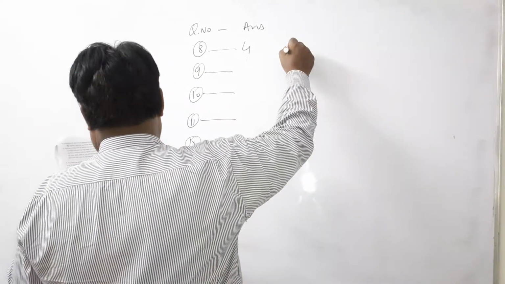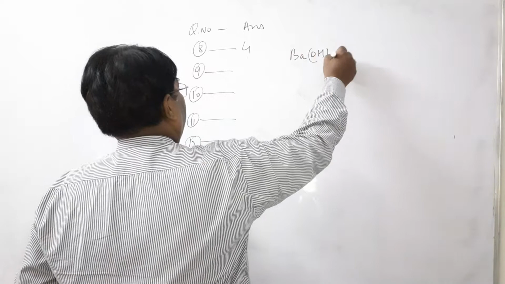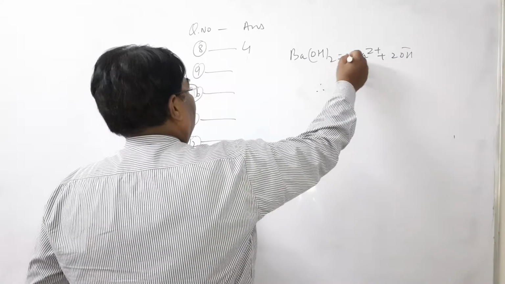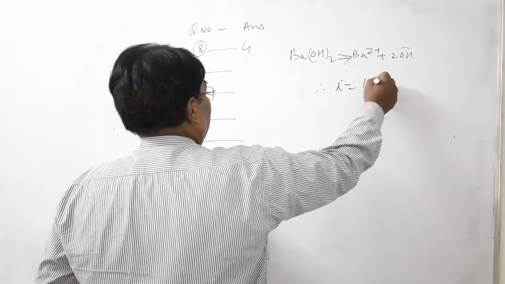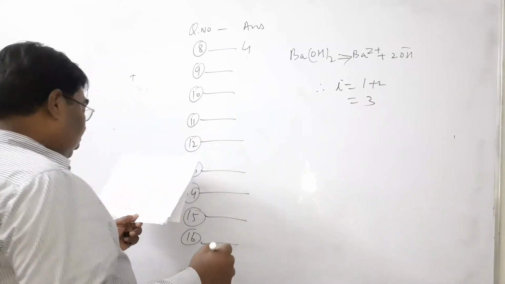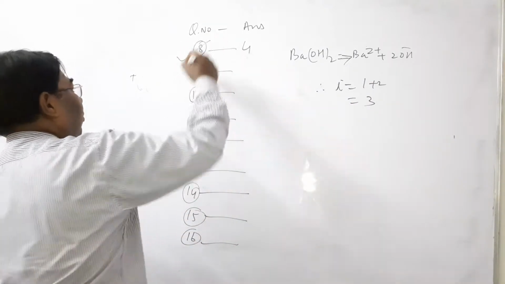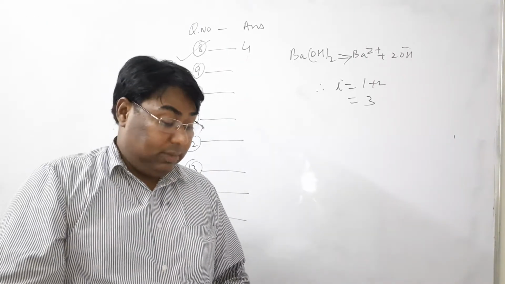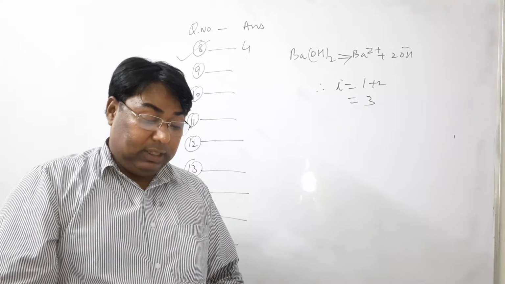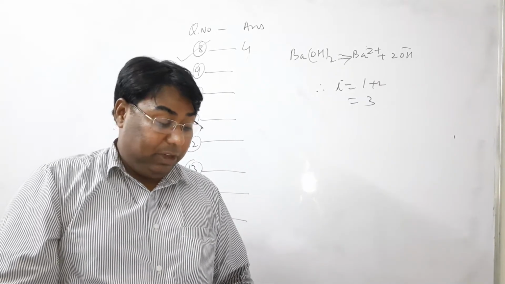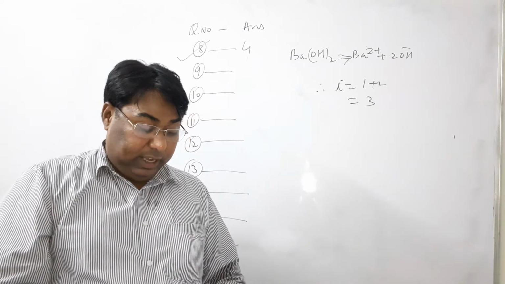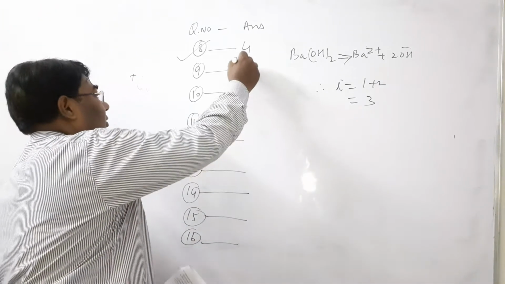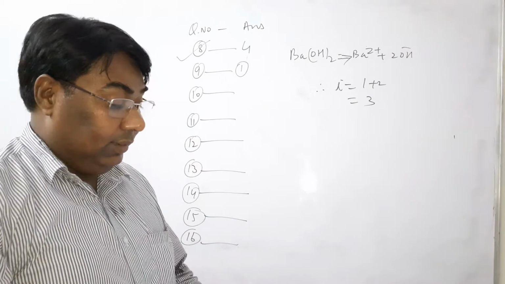Van't Hoff factor for barium hydroxide. It is a strong electrolyte, therefore it decomposes as Ba2+ and 2OH minus. Therefore, i is equal to 1 plus 2 is equal to 3. Therefore, option number 4 is correct for question number 8. Now, question number 9. If the molality of a dilute solution is doubled, the value of molar depression constant Kf will be unchanged, because Kf is a characteristic property of the solvent. So for 9, the answer is 1, which is unchanged.